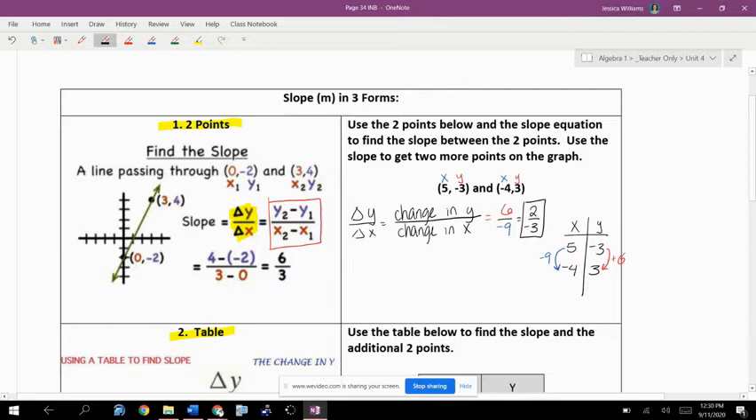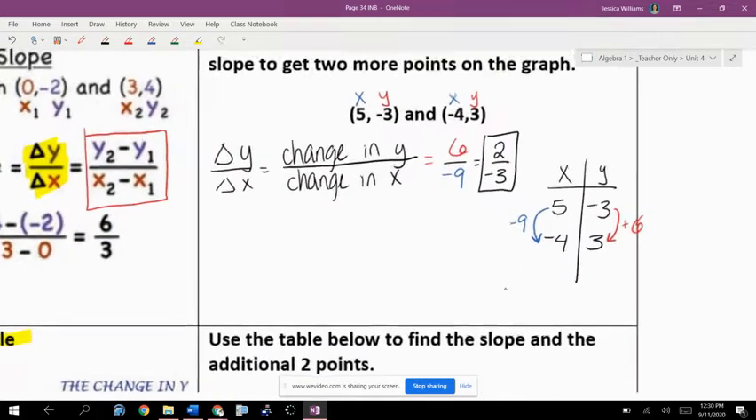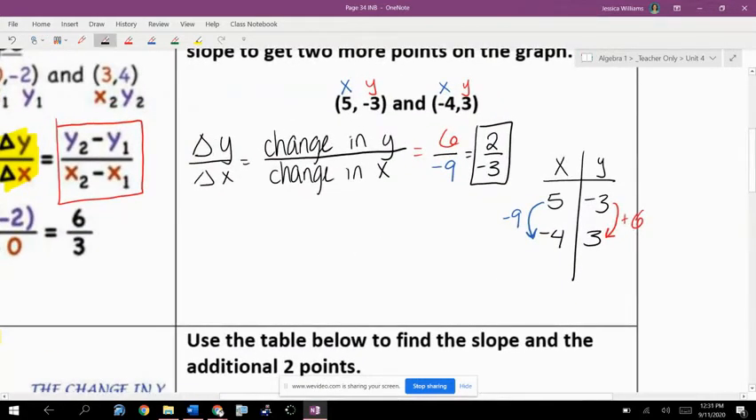All right, the rest of the question says now to use the slope to get 2 more points on this line. So your slope is a pattern. All we have to do is continue the pattern. I'm going to use, and you kind of get to choose, these numbers I already have. I went from -3 to 3 by adding 6. What if I add 6 more? What if I keep the pattern going? Where would I be now?